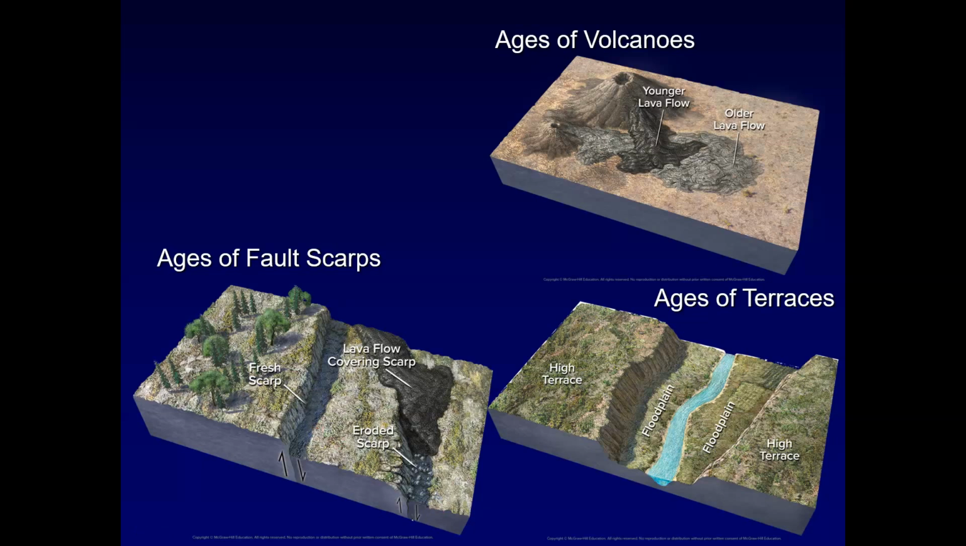And we can look at ages of terraces to determine ages of terraces from soil development. We can use, say, carbon-14 on charcoal in soil or sediment, or we could use other surface dating methods to determine the ages of terraces.